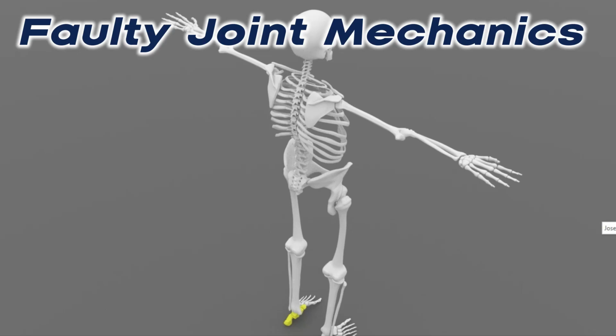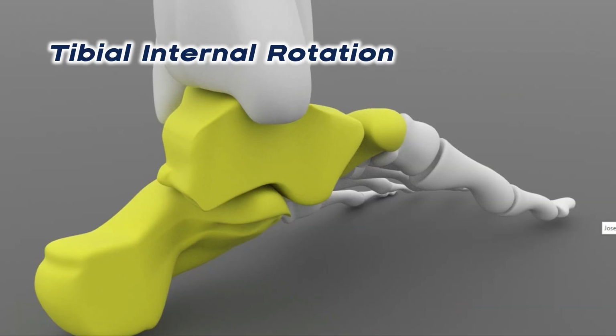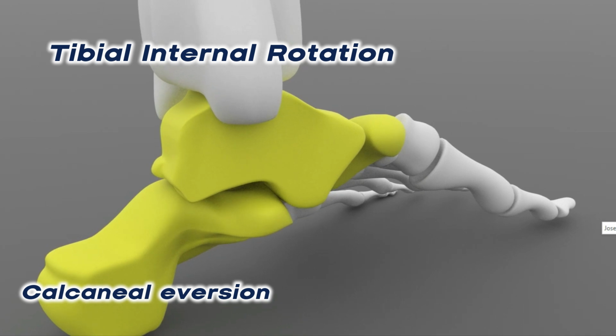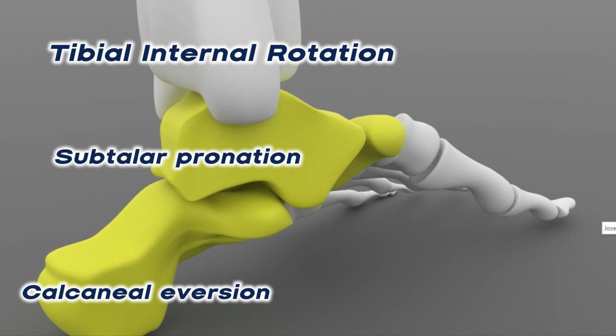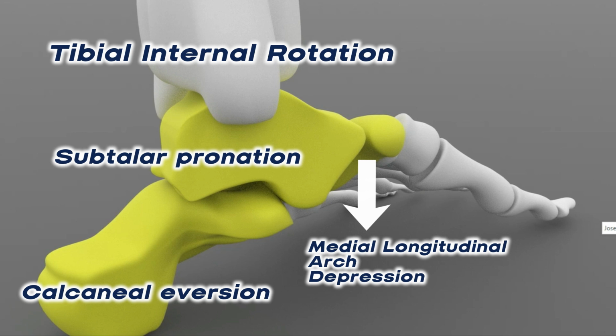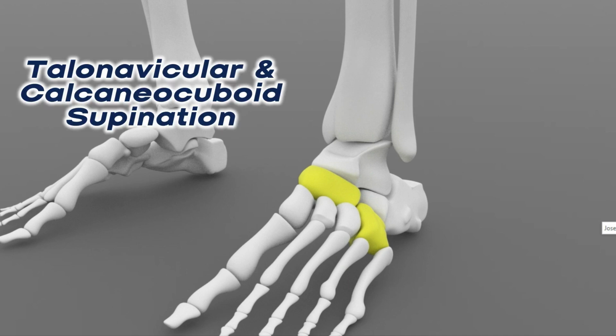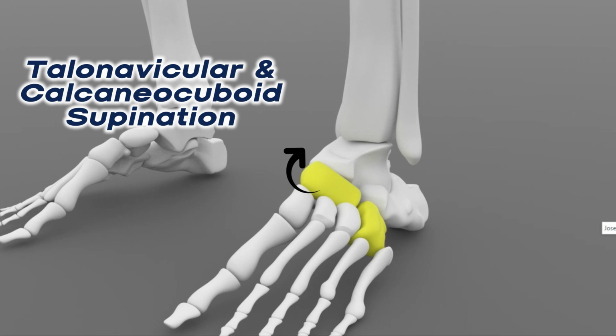So how does foot overpronation occur? It results in the tibia stuck in internal rotation, calcaneal eversion, subtalar pronation, and medial longitudinal arch depression. As a result of foot overpronation, to keep the lateral border of the foot flat on the floor, the talonavicular joint and calcaneocuboid joint have to supinate, which is a combination of plantar flexion, inversion, and adduction.